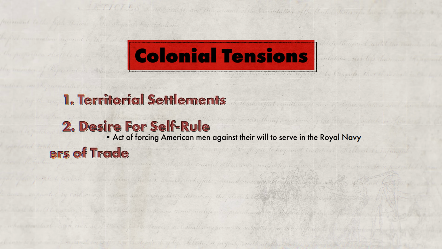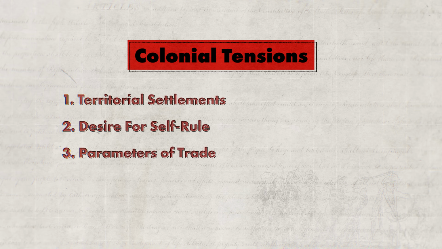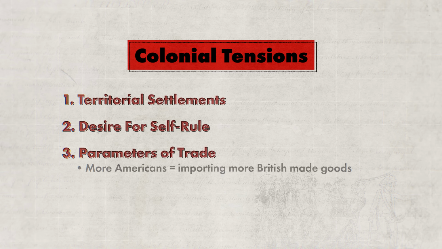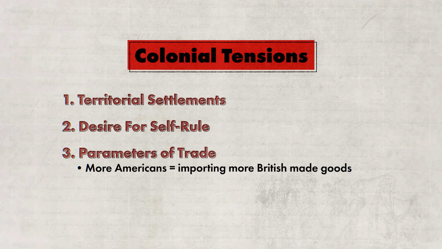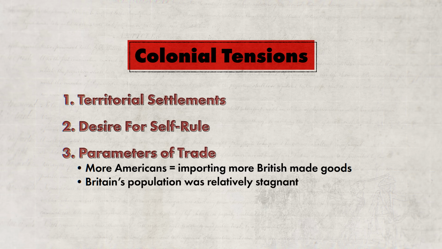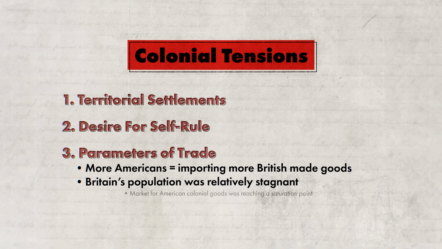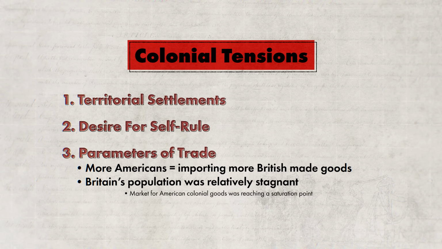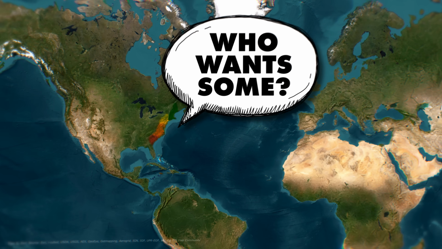Foreshadowing. And third, tension was building over the parameters of trade. Now, since the colonial population in America was growing like mad, that started to strain the system of trade, which afforded them the lifestyle to which they had become accustomed. More Americans meant that they were importing more British-made goods. But Britain's population was relatively stagnant, and the market for American colonial goods was reaching a saturation point. So, with such an industrious population with goods to spare, what were the Americans to do? Well, they needed to find other countries with whom they could trade.